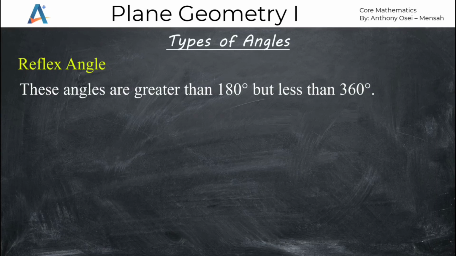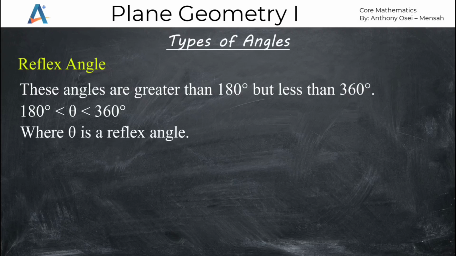So mathematically, we can say reflex angles can be represented as 180 degrees less than theta, and theta less than 360 degrees, where theta is a reflex angle, meaning that this theta represents a reflex angle. So with this particular mathematical representation, you realize that the reflex angle is greater than 180 degrees, and that same reflex angle is less than 360 degrees. That is a reflex angle.